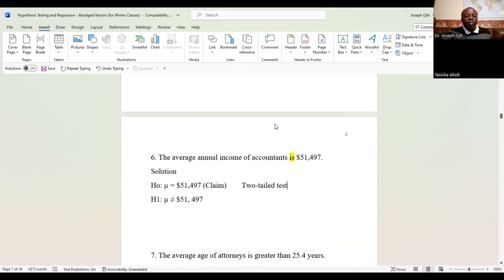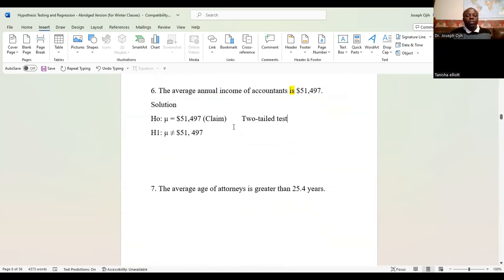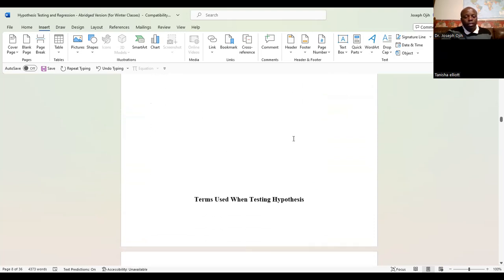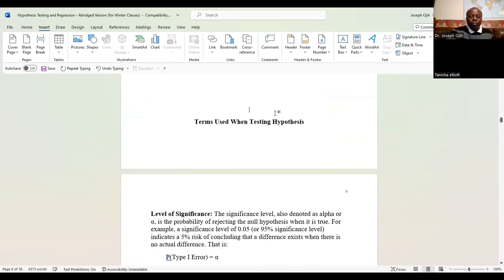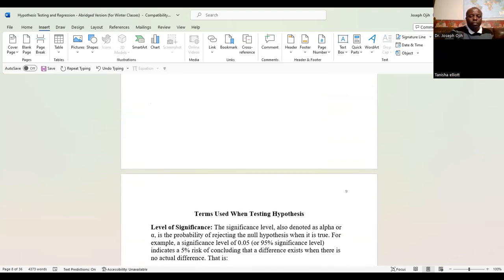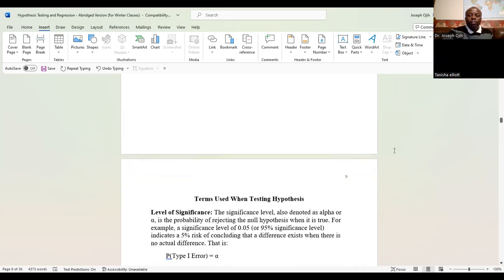And this one, same thing here. It can be either way. If you look here, it says 51,497, so it can be either way. That makes it a two-tailed test. Good, very good question. Are you going to show us how to do the two-tailed test? Yeah, we're going to do both of them.